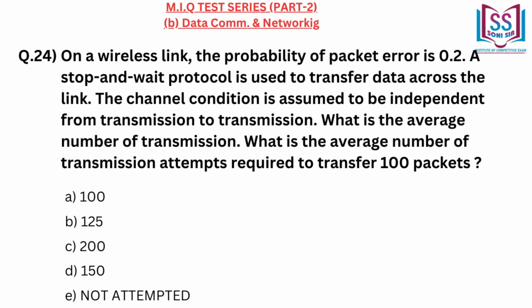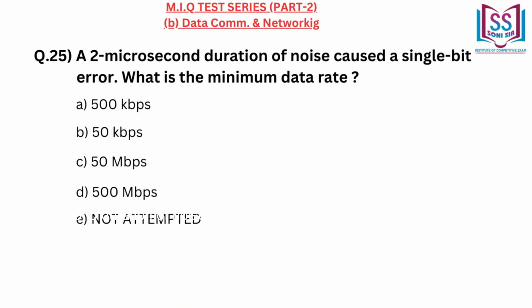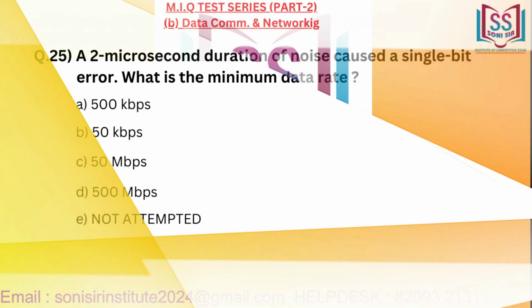A 2 microsecond duration of noise caused a single bit error. What is the minimum data rate? A. 500 kbps. B. 50 kbps. C. 50 Mbps. D. 500 Mbps.